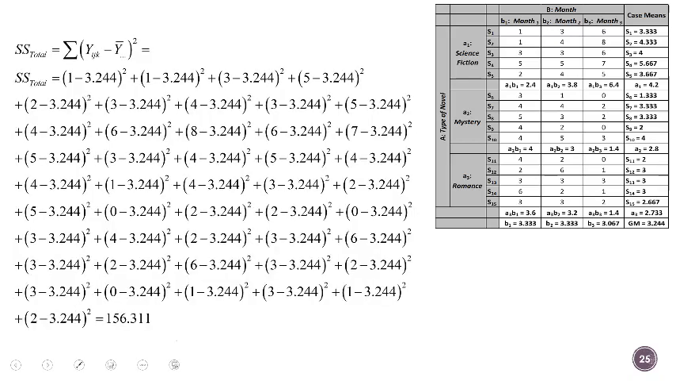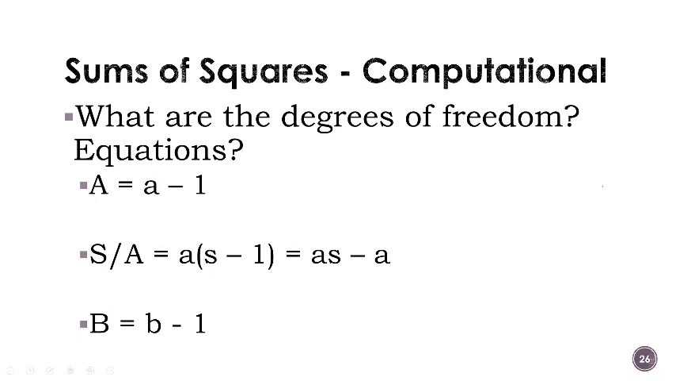For total, we're taking each individual score minus the grand mean. So that's why it's 3.244, and every single one of them, I'm going 1, 1, 3, 5, 2, 1, 1, 3, 5, 2, and then 3, 4, 3, 5, 4, 3, 4, 3, 5, 4. So I'm just going every single score, and it all adds up to the 156.311. So that's the deviation approach.